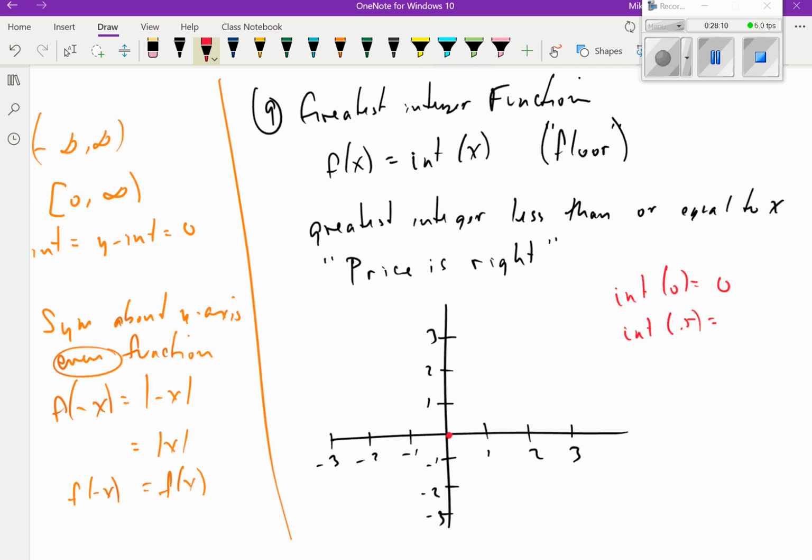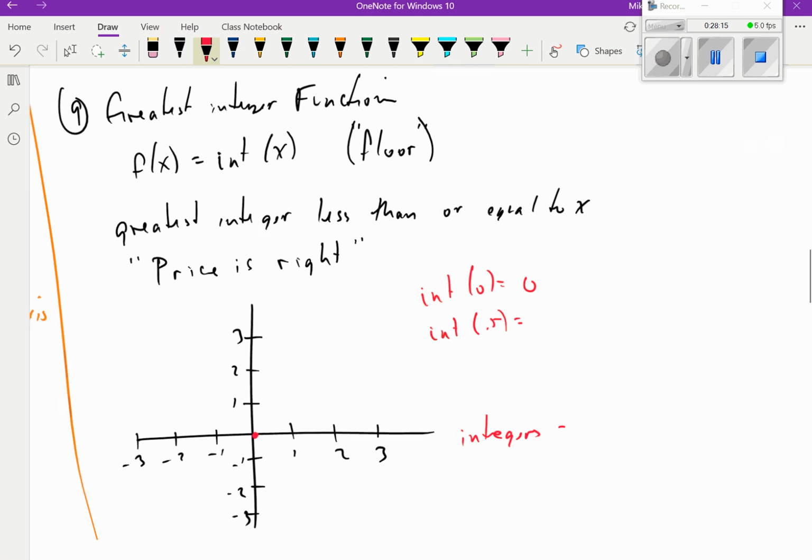Maybe we should put this off to the side, just to refresh our memory. Our integers are the whole numbers and their opposites. So they're 0, 1, 2, 3, etc., and -1, -2, -3, etc. There are no fractions, no decimals. Think about it on a number line. How close can I get to 0.5 with an integer without going past 0.5? The closest I can get here is 0, because if I go to 1, then I'm past it.